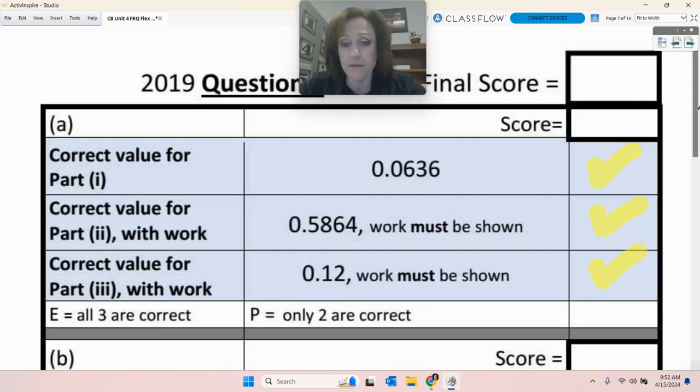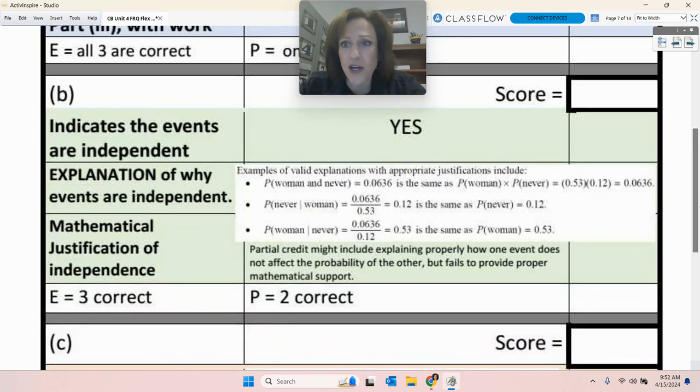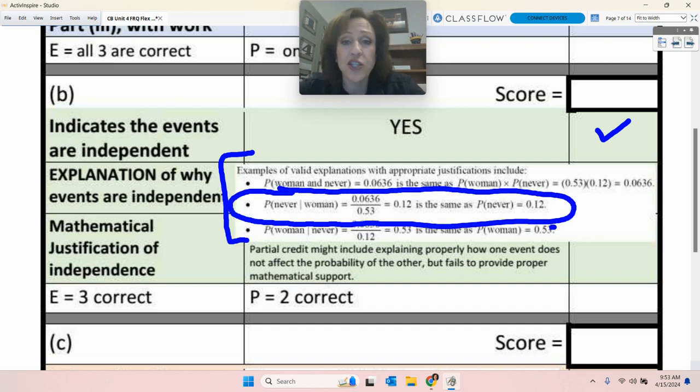So here's how you get credit for that. You said, yes, they are independent. Okay, and then here are options of how you could mathematically or statistically indicate that. Here we had never given that woman and woman given never, either one of those are the same as their counterpart. This is the one that was most common and it makes the most sense. The fact that you're a woman does not change the probability that you're going to choose never.